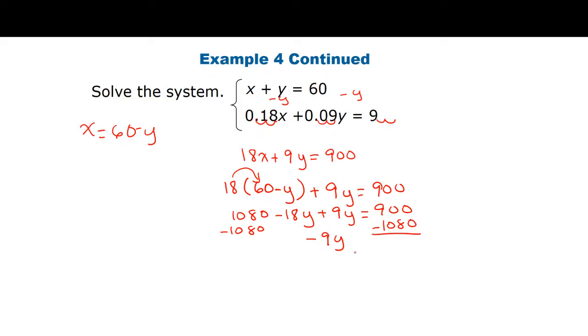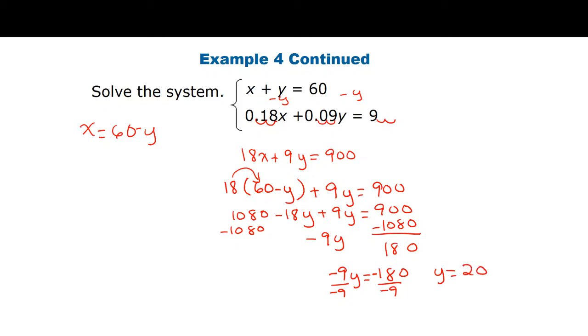And when I do that, I end up with negative 180. All right, let's see. So I have negative 9y equals negative 180. Divide both sides by negative 9. Oops, that was supposed to be a negative there. By negative 9, so I end up with y equals 20.